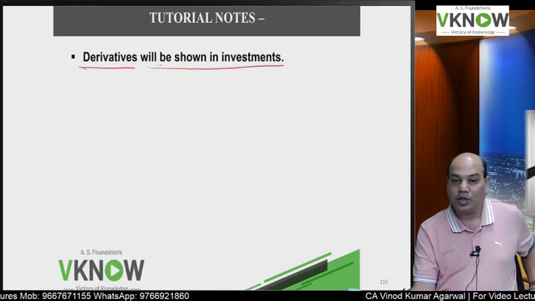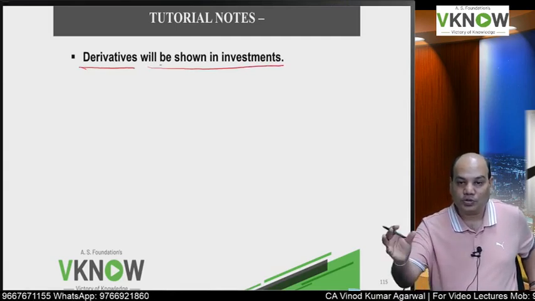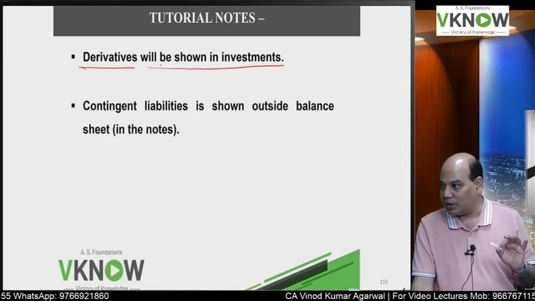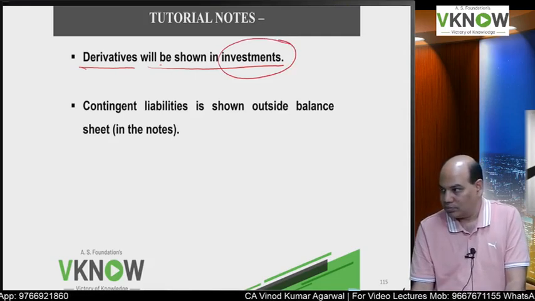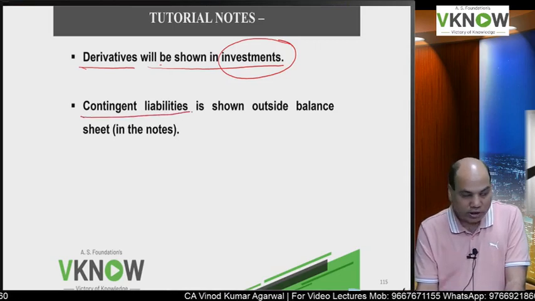Derivative will also appear in the balance sheet now. If you have entered into forward, future, option swap, it will appear as an asset or a liability in the balance sheet. If it is asset, it will come under investment. If it is liability, it will come under current liability. Then what about contingent liability?